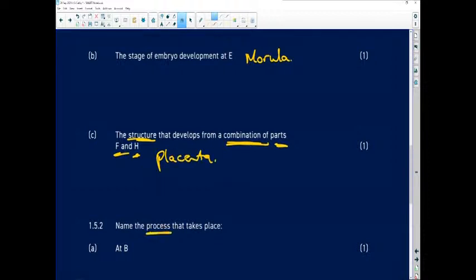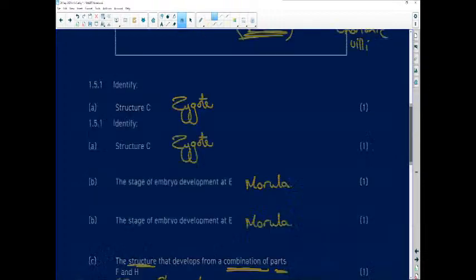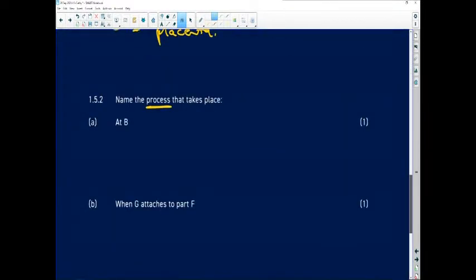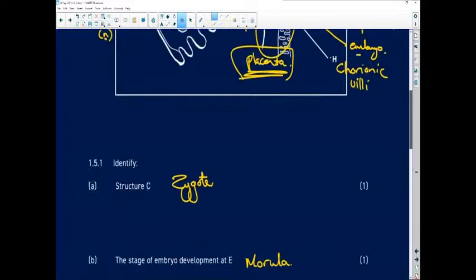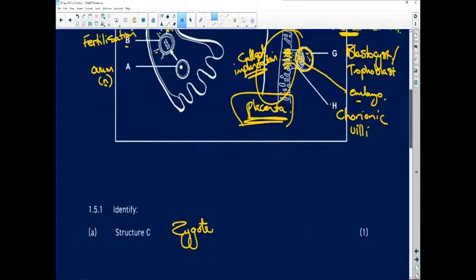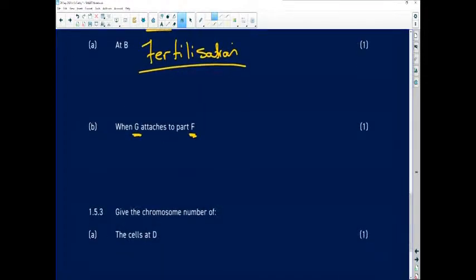Name the process that takes place at B. So B, it's fertilization. We'll do the American version, okay. Fertilization, when G attaches to F. So let's quickly check. G attaches to F. So when the blastocyst attaches to the endometrium, we call it implantation.